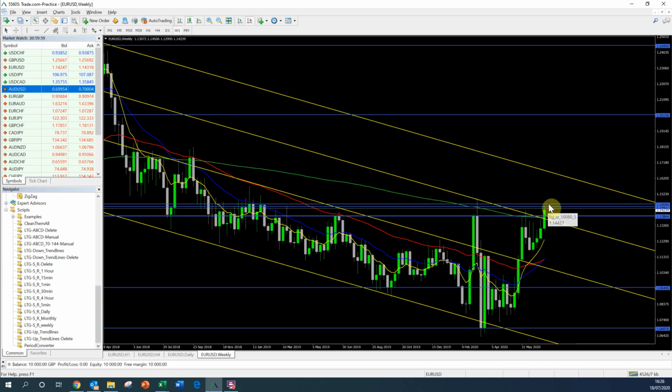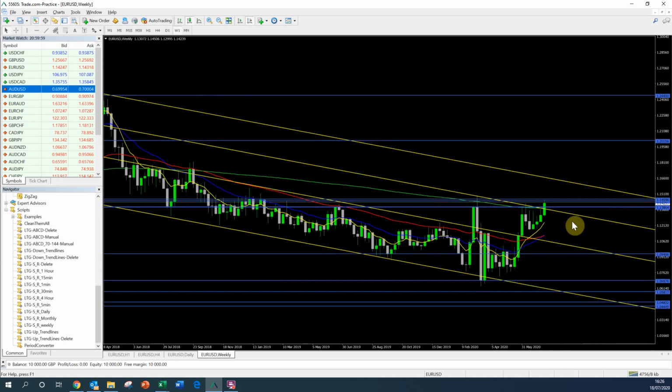We have had a rejection off of this weekly key level, and what it looks like is we could have a slight pullback down to here to the 113.86 level for it to just push back up again and continue onto the upside. So that's all I'm really going to do on the weekly.